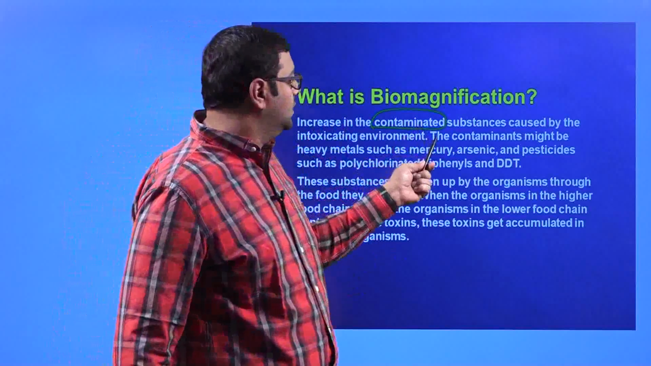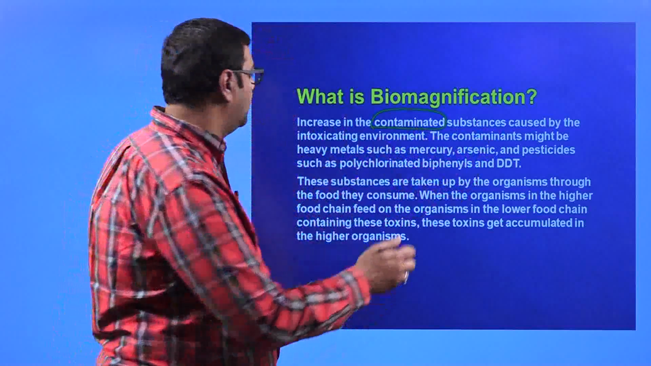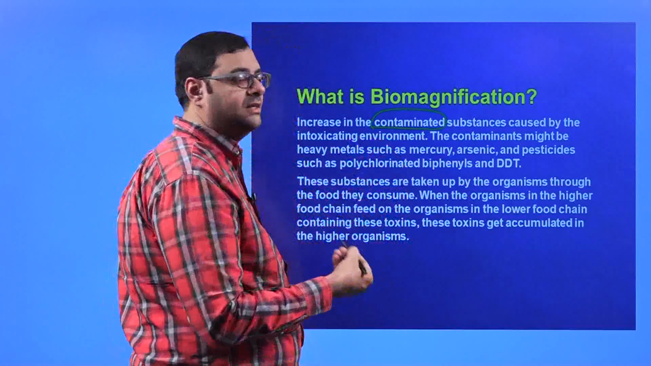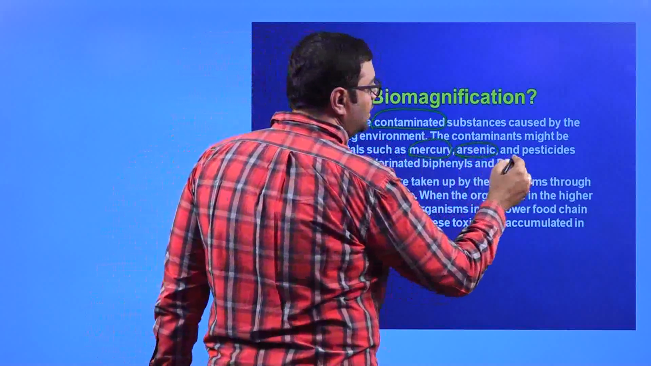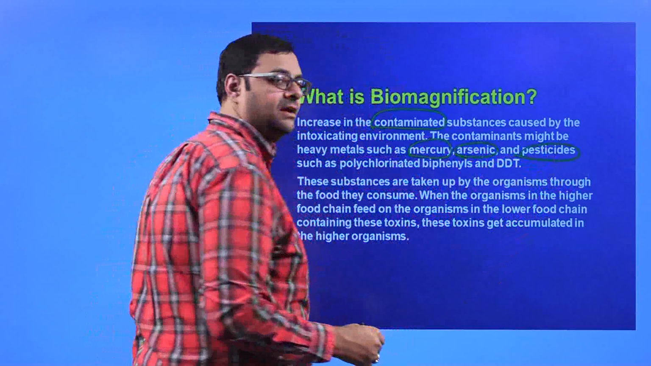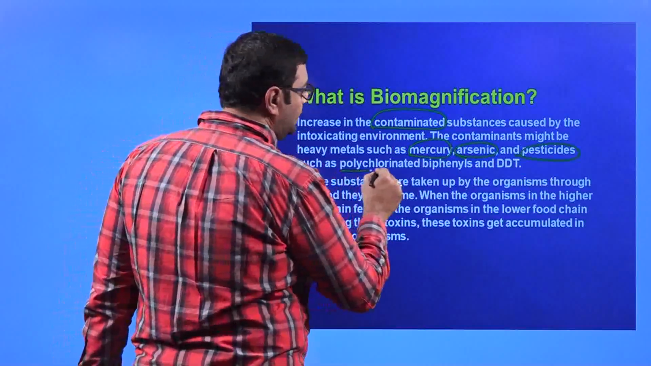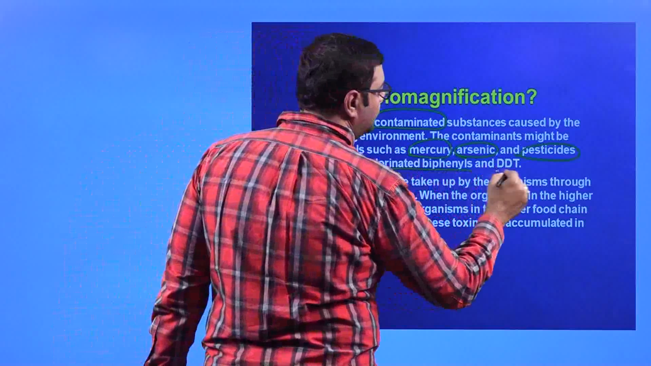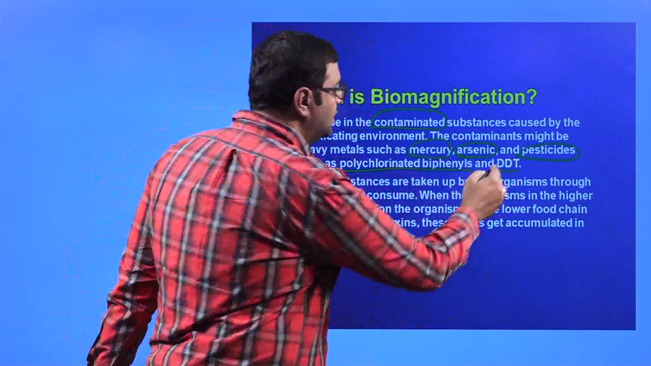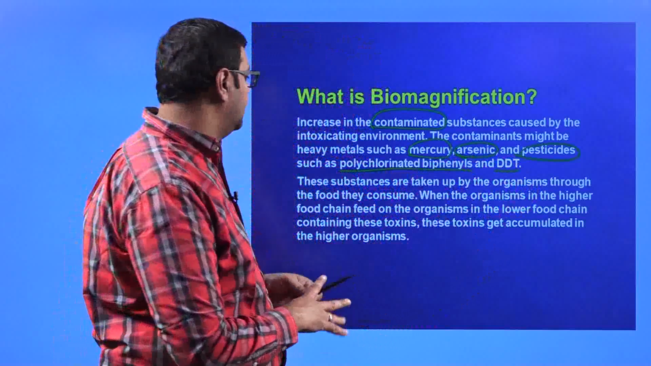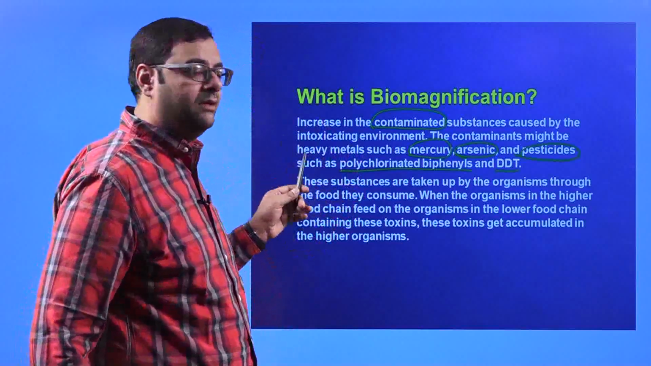Now the contaminants might be heavy metals such as mercury. So what are the contaminants which are intoxicating the environment? You can have mercury, you have arsenic, and you have pesticides as we have taken earlier. Then pesticides such as polychlorinated biphenyls and diphenyl trichloroethane, that is DDT. So these are basically polluting the environment.